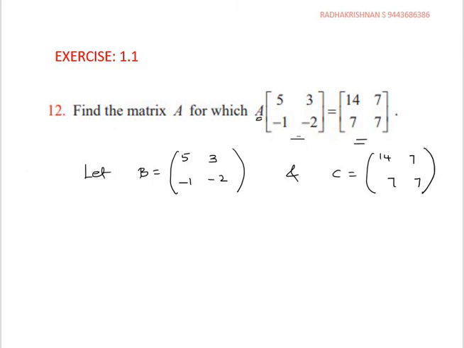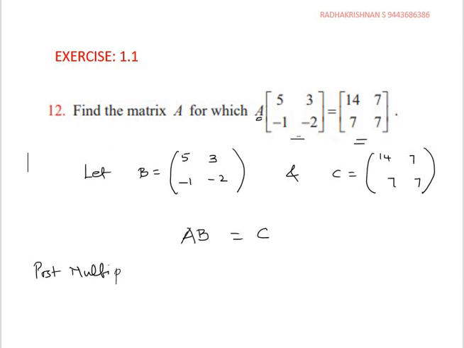Okay. Now what will happen to the question? The question becomes A into B is equal to C. Now I need A. Suppose I need A, it means this B must be removed. How can I remove B? To remove B, I should multiply. I should post multiply. What is meant by post multiply?